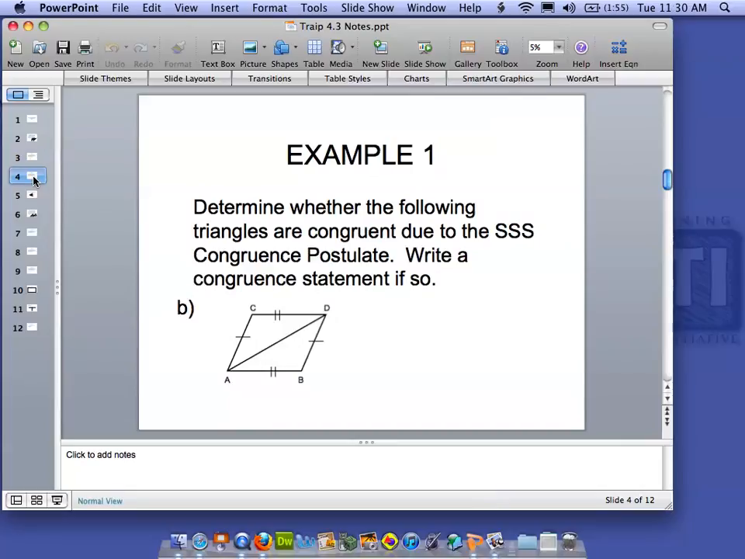Part B of example 1, you have a single notch and you have a double notch, but you also know, if it's not marked, that the two triangles share a side. AD is congruent to itself by the reflexive property. So now we do have side, side, side, and my statement for this one could be triangle ABD is congruent to triangle DCA.